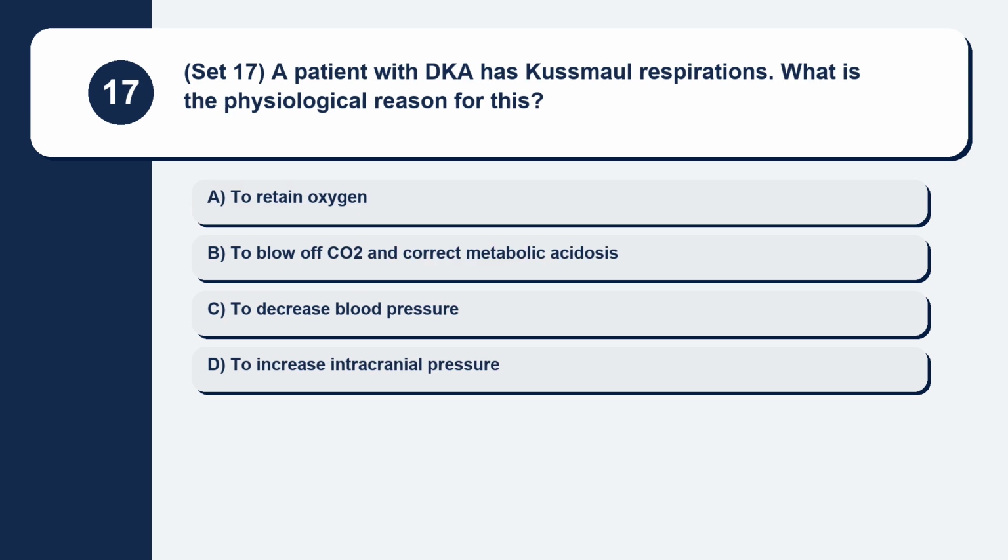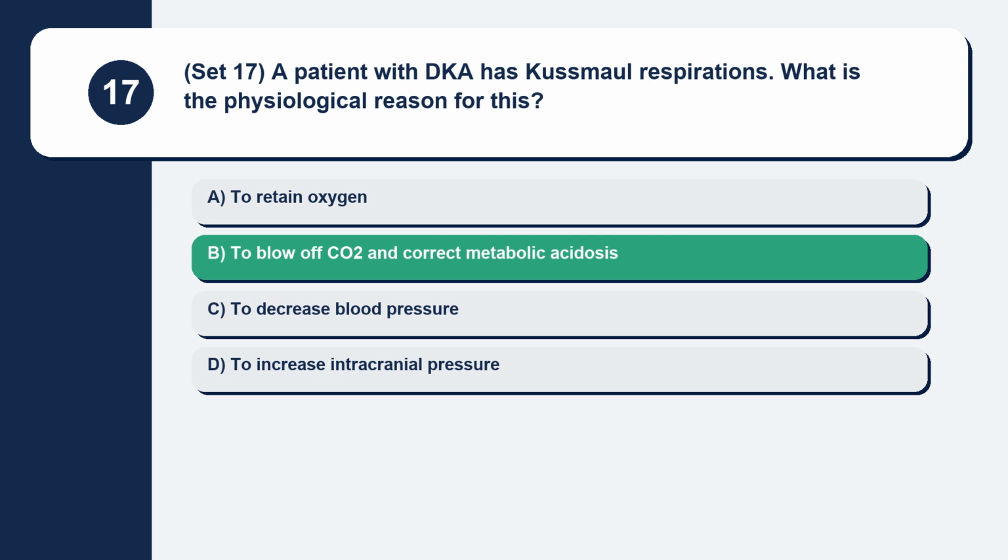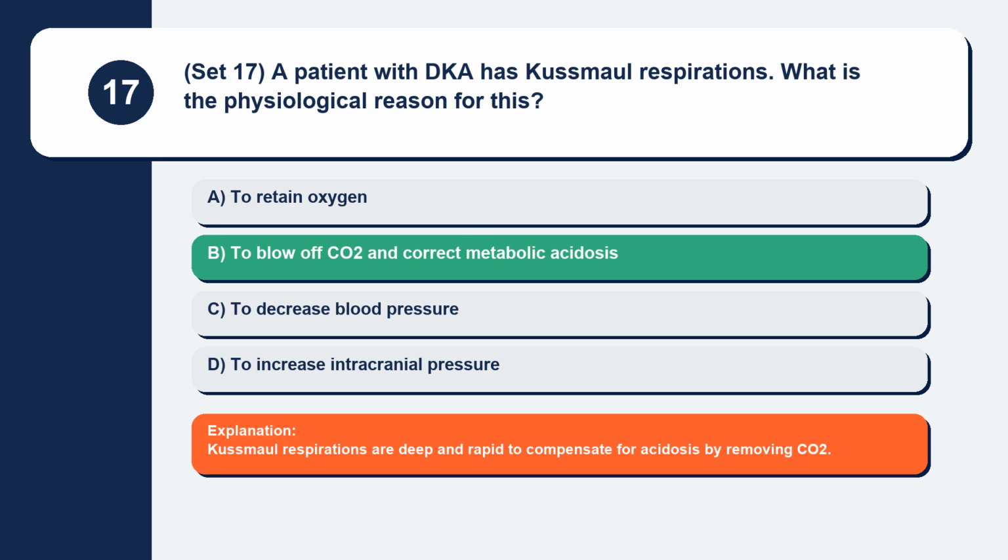Question 17. Set 17. A patient with DKA has small respirations. What is the physiological reason for this? To retain oxygen, to blow off CO2 and correct metabolic acidosis, to decrease blood pressure, to increase intracranial pressure. Small respirations are deep and rapid to compensate for acidosis by removing CO2.